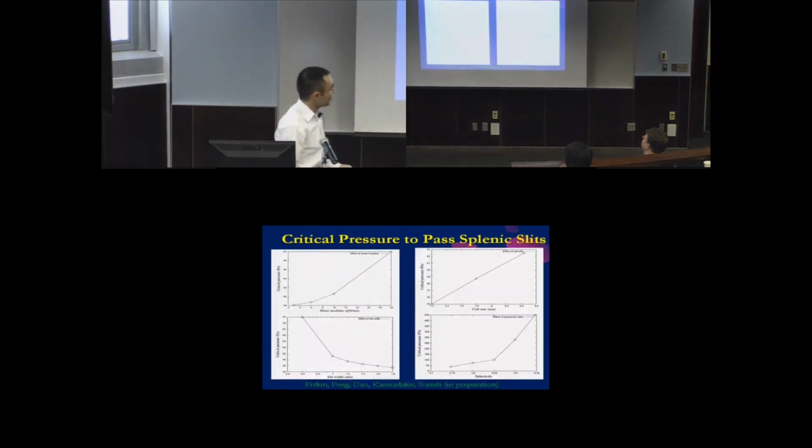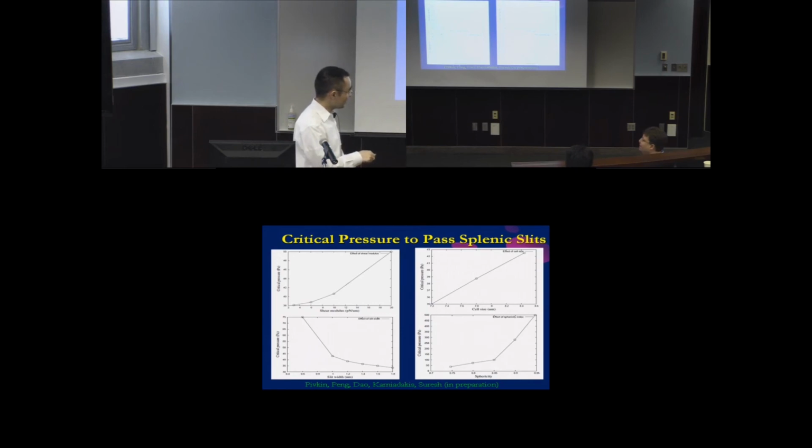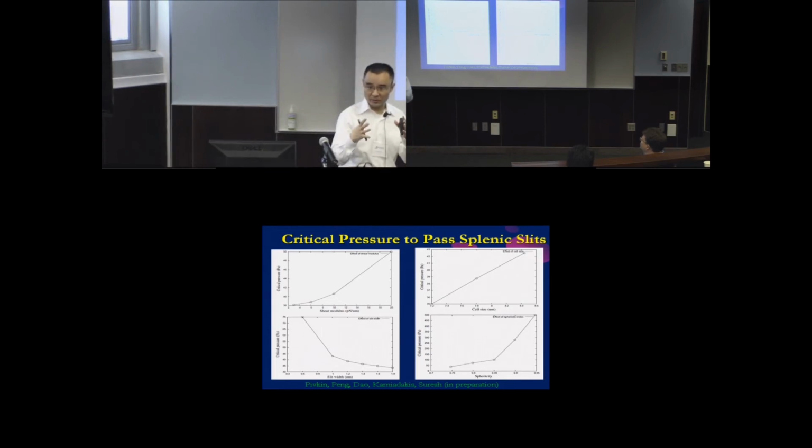We studied several parameters. For example, the shear modulus, because in malaria, the shear modulus changes significantly from the healthy cell to the ring stage to the schizont stage. We also studied the cell size, because in our body, there's a distribution of the cell size. Also the slit width. Finally, we also studied the sphericity, that is, how close the cell is to a sphere, because I said in spherocytosis, it becomes much more spherical. You can see the critical pressure increased dramatically when it became spherical.